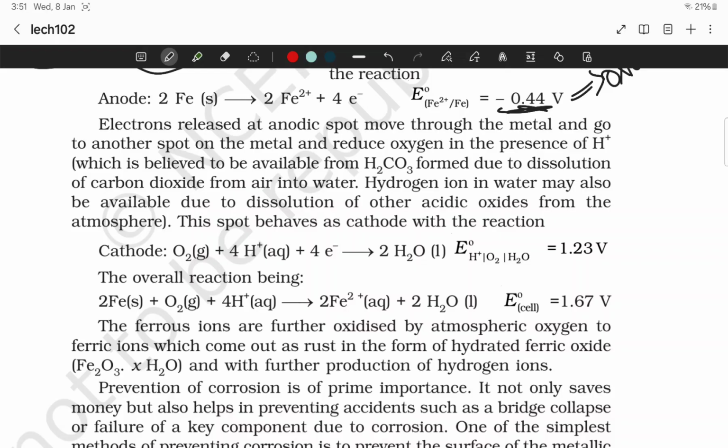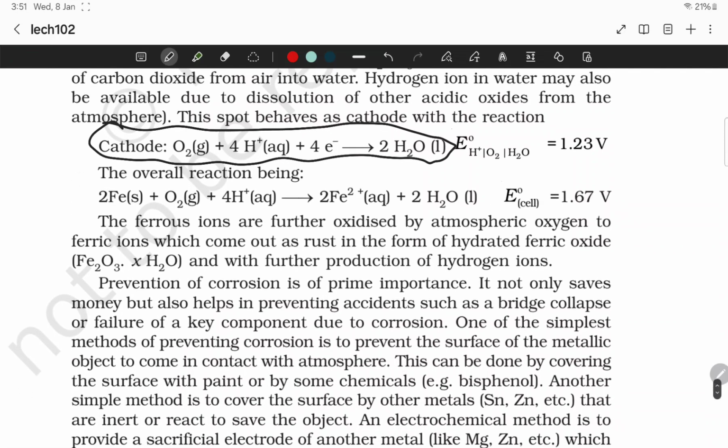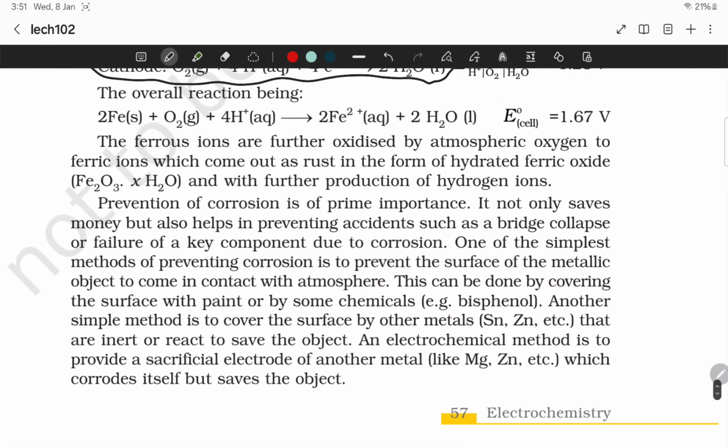Many things are written, no need to worry about that. This spot behaves as a cathode. They are telling that this is the spot where the cathode is formed. The overall reaction is written here, just learn it. Now prevention of corrosion is important. How to prevent corrosion?